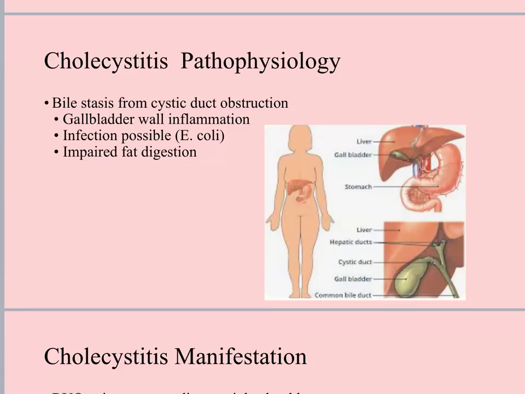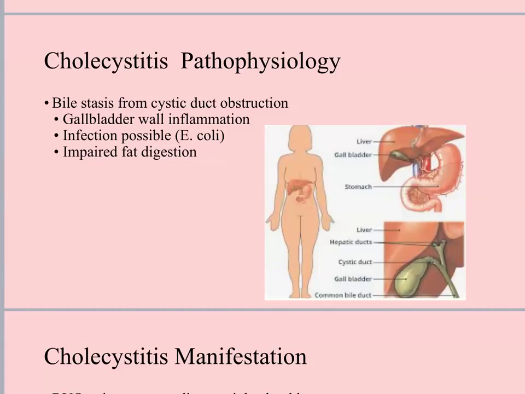Especially not bodily fluids, because it's a really ideal environment for bacteria. The common organisms are E. coli, Klebsiella, and Enterococcus. And when the infection occurs, then pus can form, the patient can develop a fever, elevated white blood cells, and systemic infection.